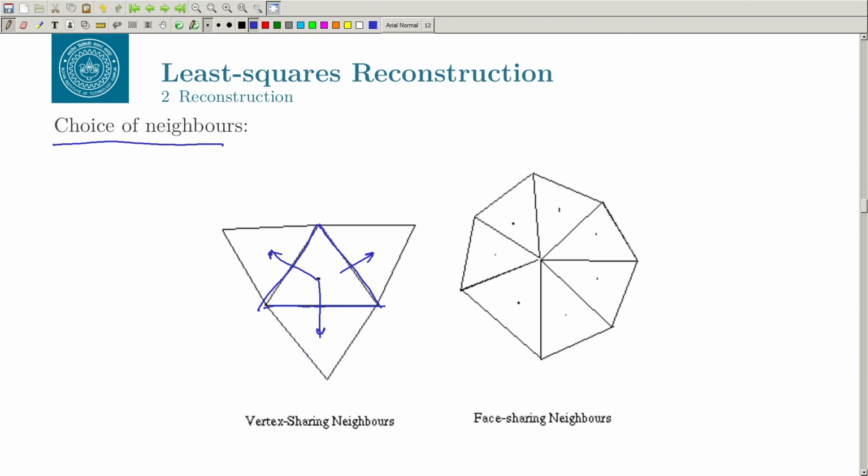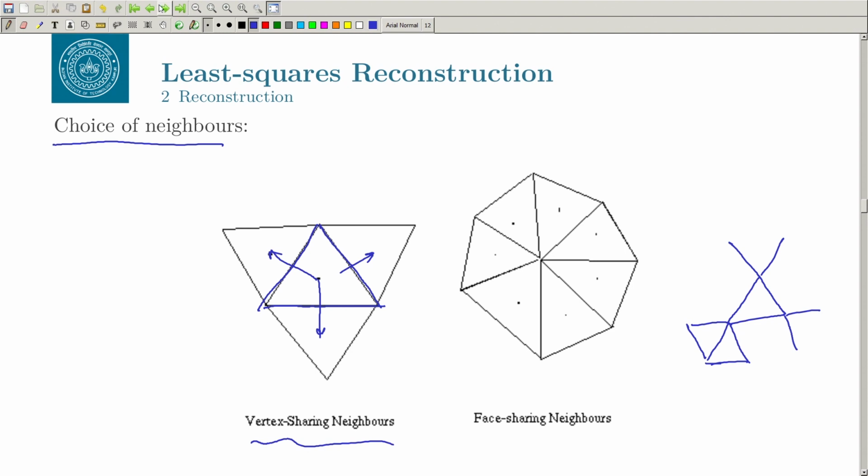Similarly, you can look for the vertex sharing neighbors also. If you have a cell like this, you can see which cells are connected to your vertex. There can be many; normally the number of vertex sharing neighbors is much higher than the number of face sharing neighbors. So, that gives you a better approximation, but it is more expensive also. If you go for the vertex sharing neighbors, it is more expensive, but both of these work. So, this is how you get your gradients at the cell center using the least square.